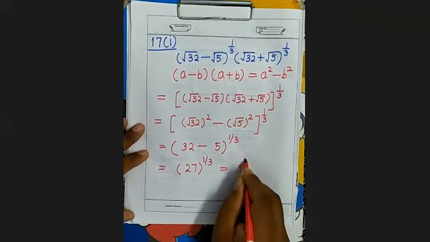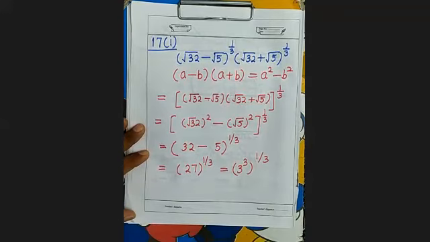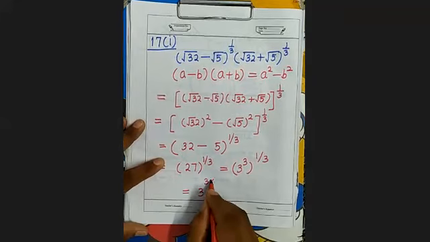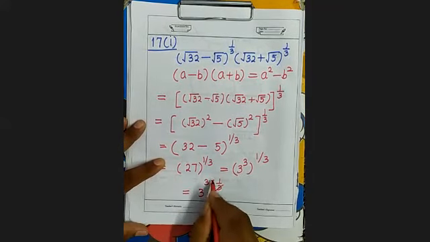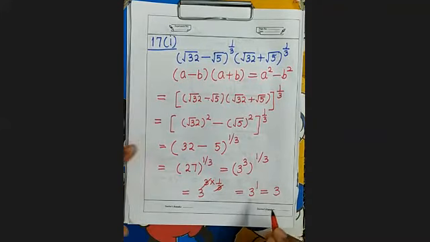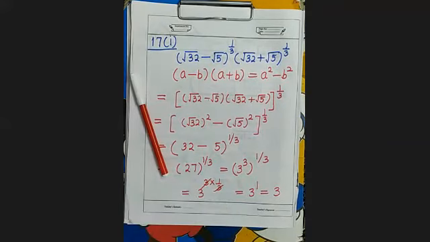27 can be written as 3 to the power 3, whole to the power 1 by 3. Now these powers will multiply. It is 3 to the power 1, which means 3. Here it will be equal to 3. All of you try to understand this question. I am giving some time for this question.